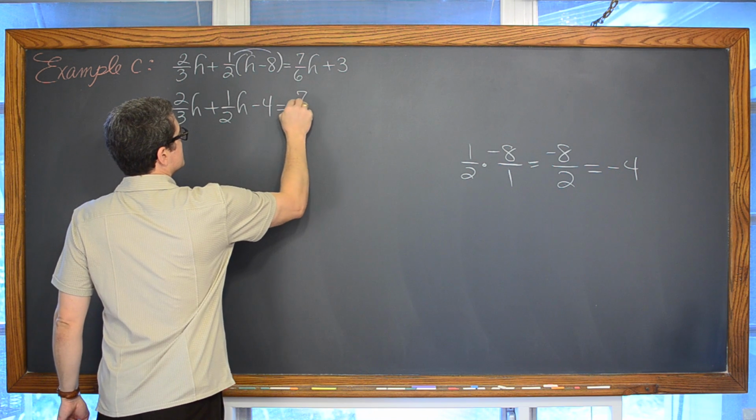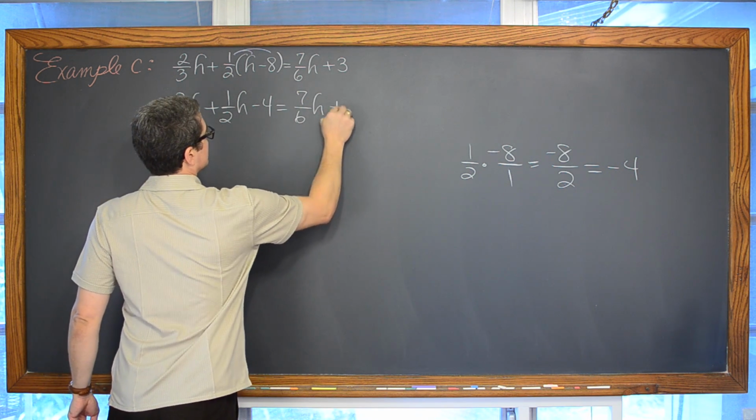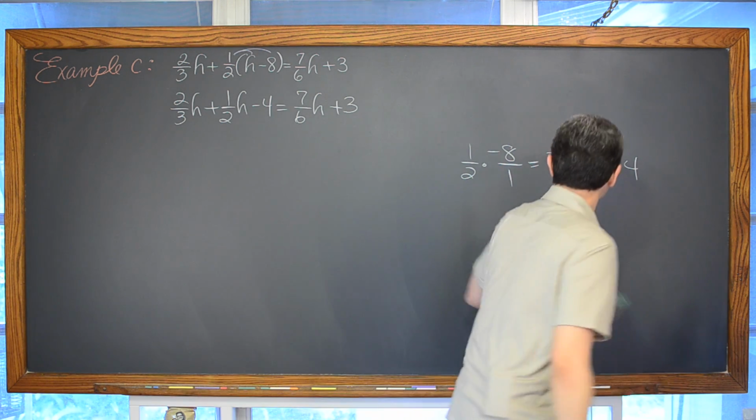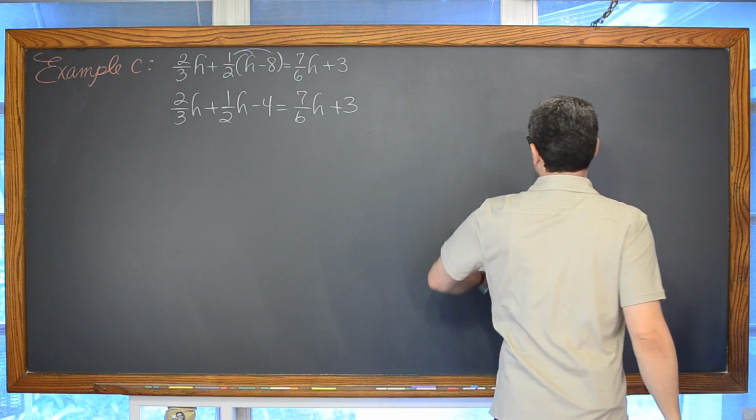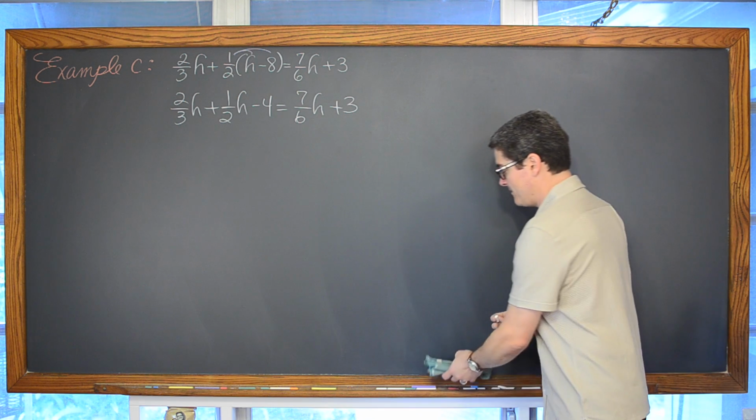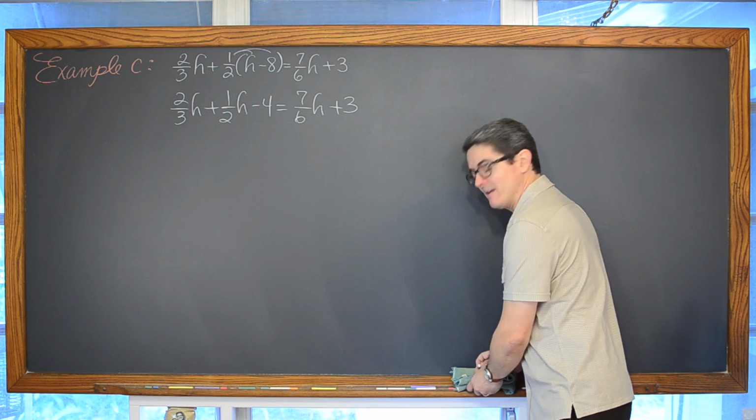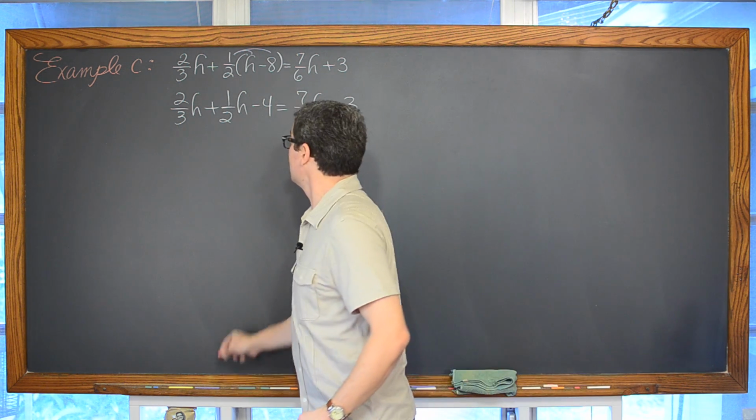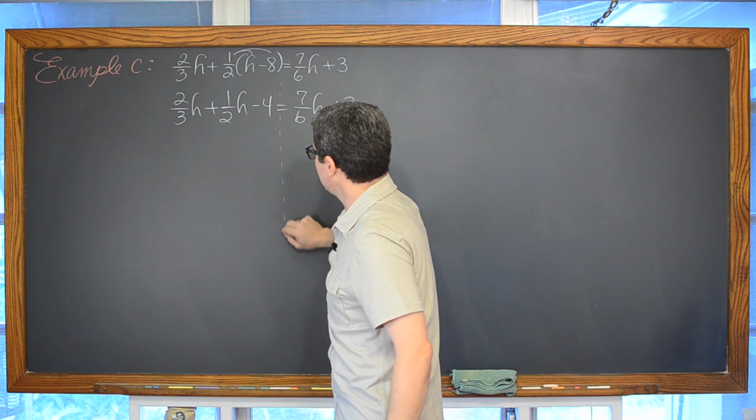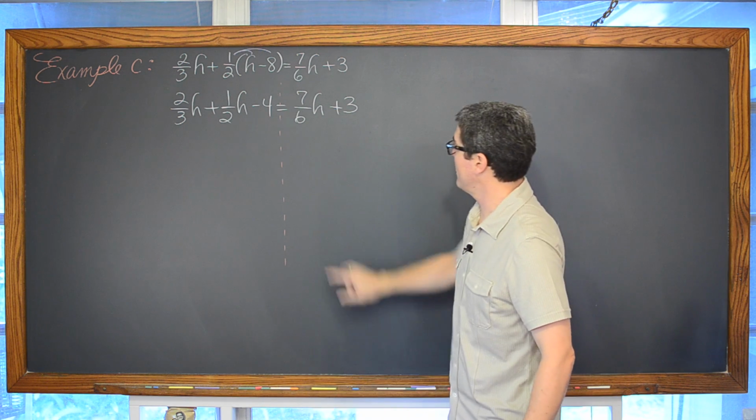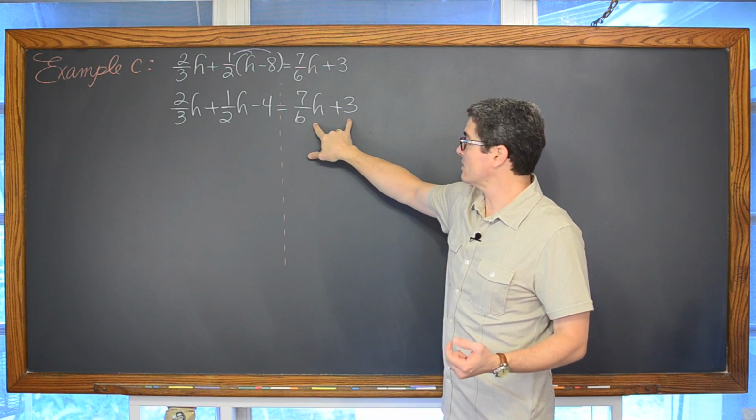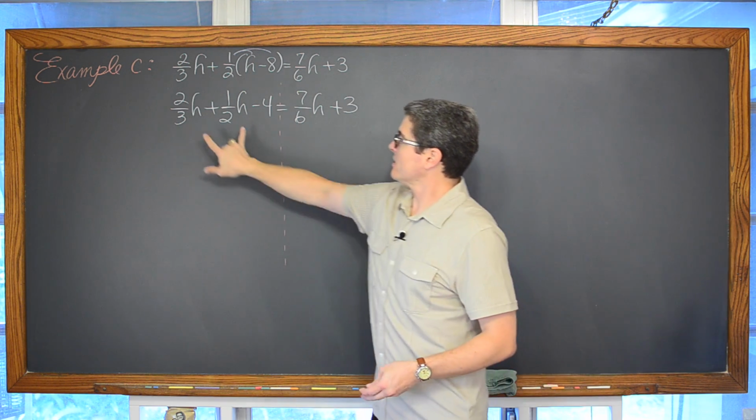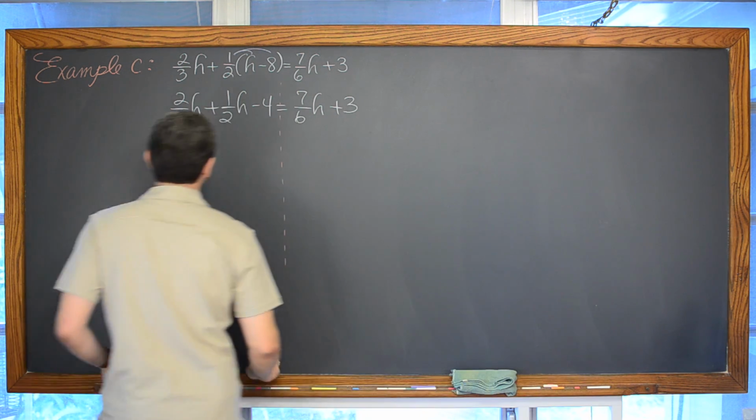And that is equal to 7/6h plus 3. Excellent. Now we are going to look to see if we have any like terms. Do we have any like terms that are on the same side of the equation that we can combine? So here is the equal sign separating the left and the right-hand side of the equation. There are no like terms on the right-hand side that has an h, and this term does not. It's just a constant. But on the left-hand side, we do have a couple of terms that will go together.